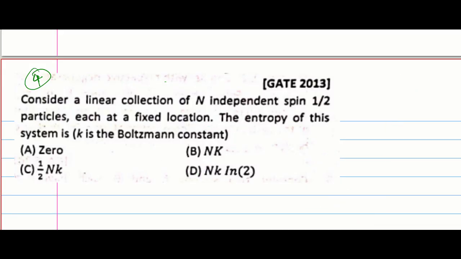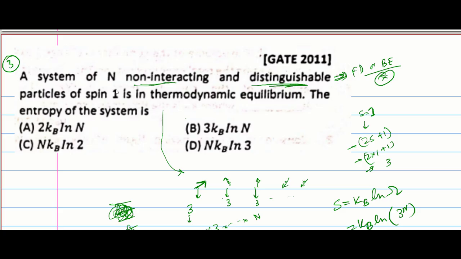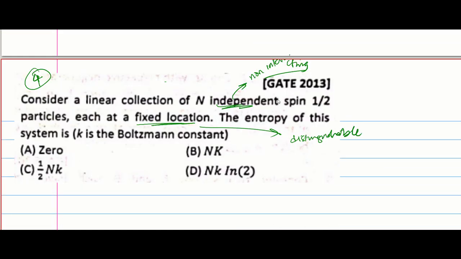Now look at this question: a linear collection of independent spins, which means they are non-interacting, and fixed at fixed locations, which means they are distinguishable. Now, if we compare this question with the last one, we'll see that both questions are exactly the same, except that that one has spin 1 and this one has spin half.